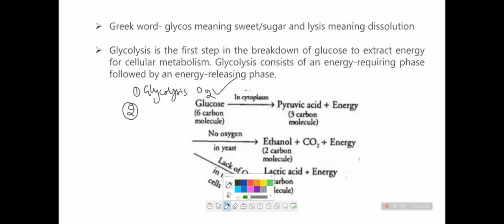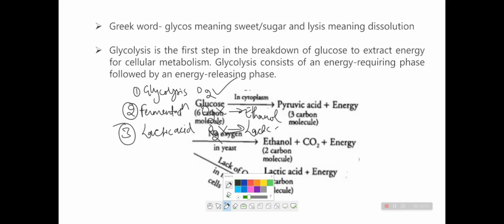Second is fermentation. Fermentation occurs in the absence of oxygen and glucose is converted into ethanol. And third is lactic acid formation, that also occurs in the absence of oxygen and forms a product that is known as lactic acid. So these are the three ways by which a glucose molecule can be broken down.